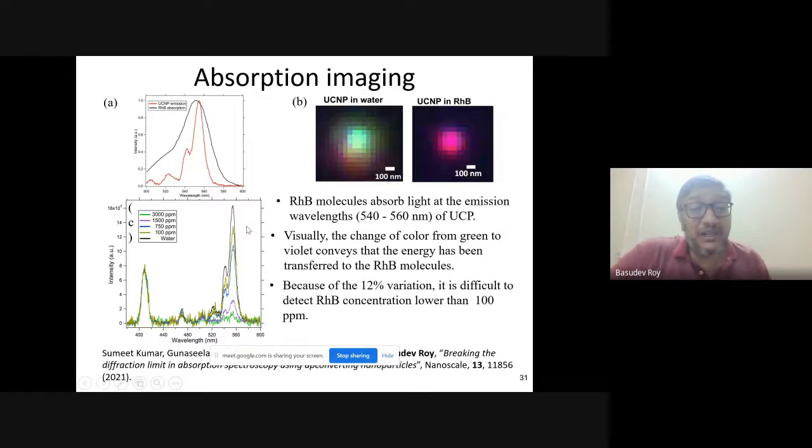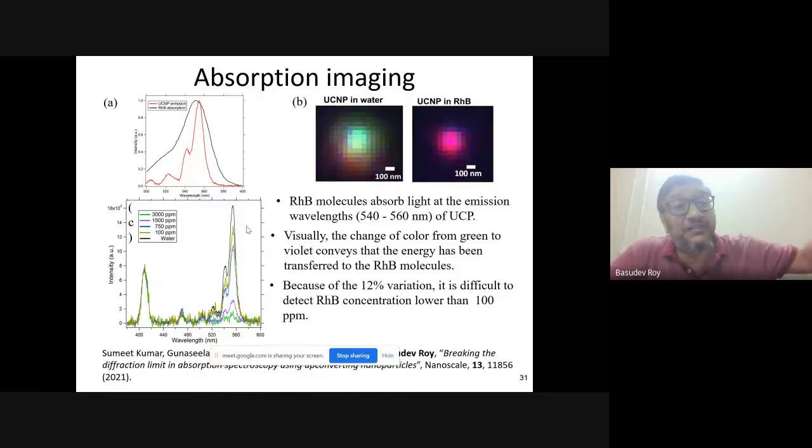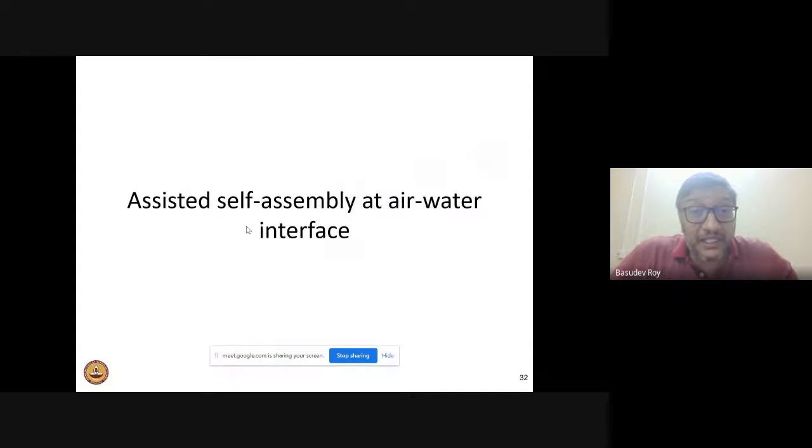So we are working on a system where we have one particle trapped, and then you have dye molecules coming in from the side in a microfluidic chamber, and then you will have better resolutions also. So that's it. It was published in Nanoscale, which has an impact factor of like 8.3 right now. And then I go into another topic, assisted self-assembly at the air-water interface.